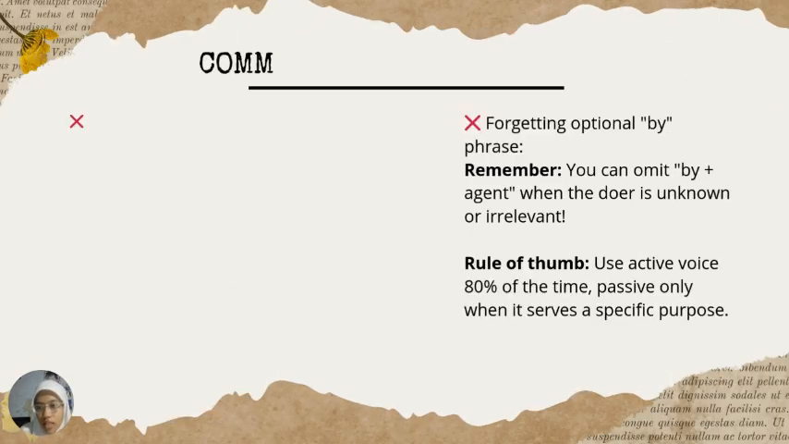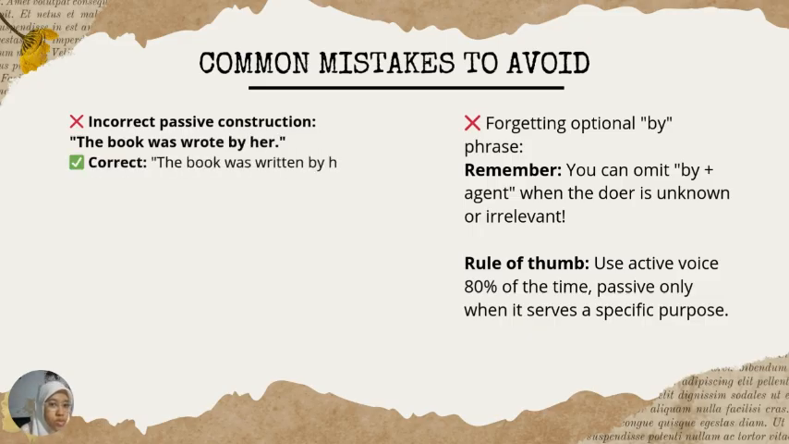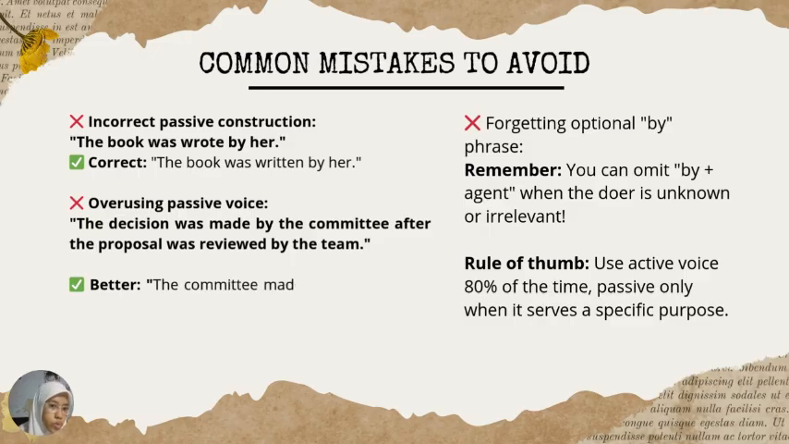Okay, next, look at some common mistakes students make with passive voice and how to fix them. To avoid it, the most common mistake first is incorrect passive construction. The book was wrote by her. They show that wrote is the verb 2, so this is grammatically wrong. The correct is, the book was written by her, because the verb 3 form of the right word is written.